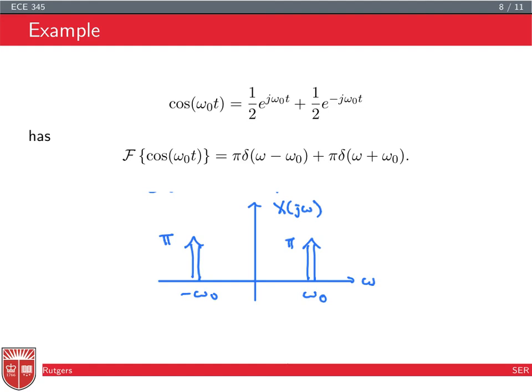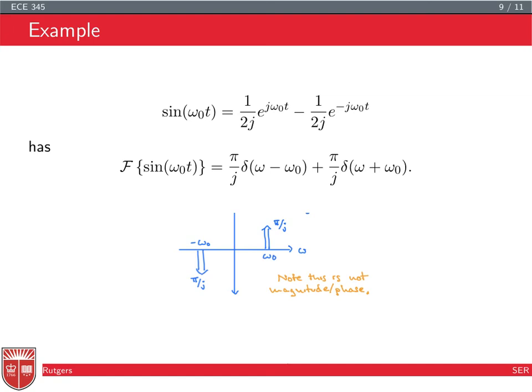So for the CTFT of cosine omega 0 t, by using Euler's formula, we get pi delta of omega minus omega 0 plus pi delta of omega plus omega 0. So the cosine omega 0 t has two impulses in the frequency domain, one at omega 0 and one at minus omega 0. And it makes sense because cosine is a single tone at omega equal to omega 0.